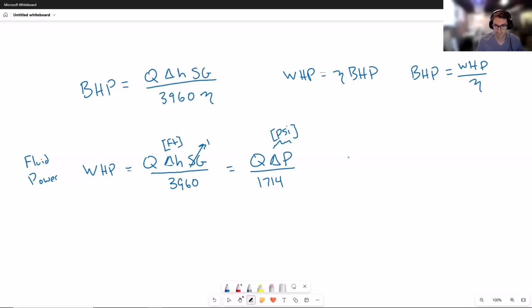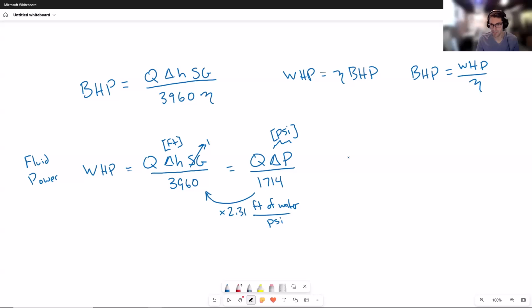So what's going on here? Well, another thing to notice here, if you've ever taken the time to divide 3960 by 1714, then you'll have noticed that there's a multiplier there of 2.31, which is our rule of thumb. We multiply by 2.31 when we want to convert PSI to feet of water. So this is feet of water to PSI.